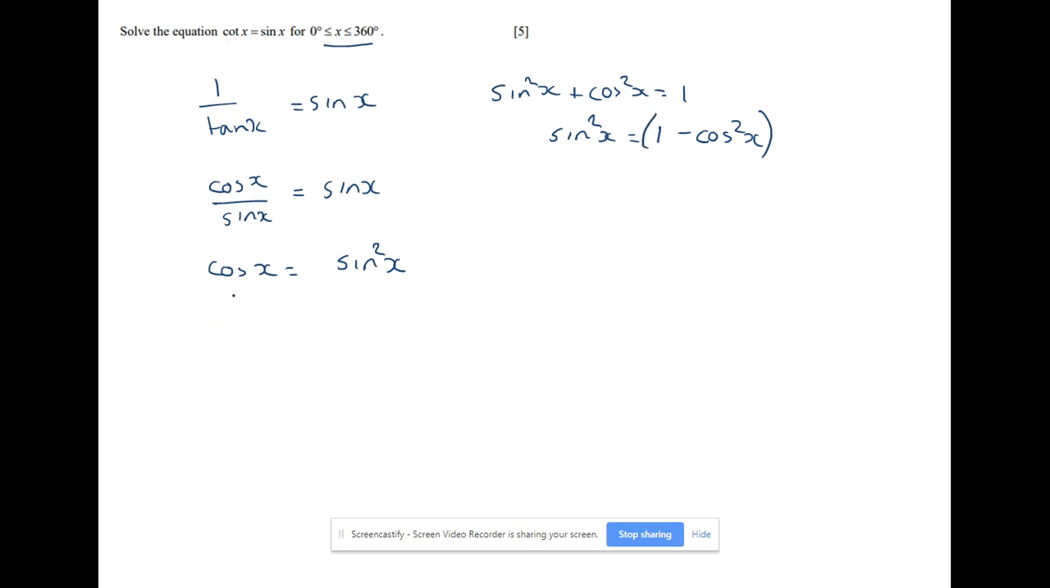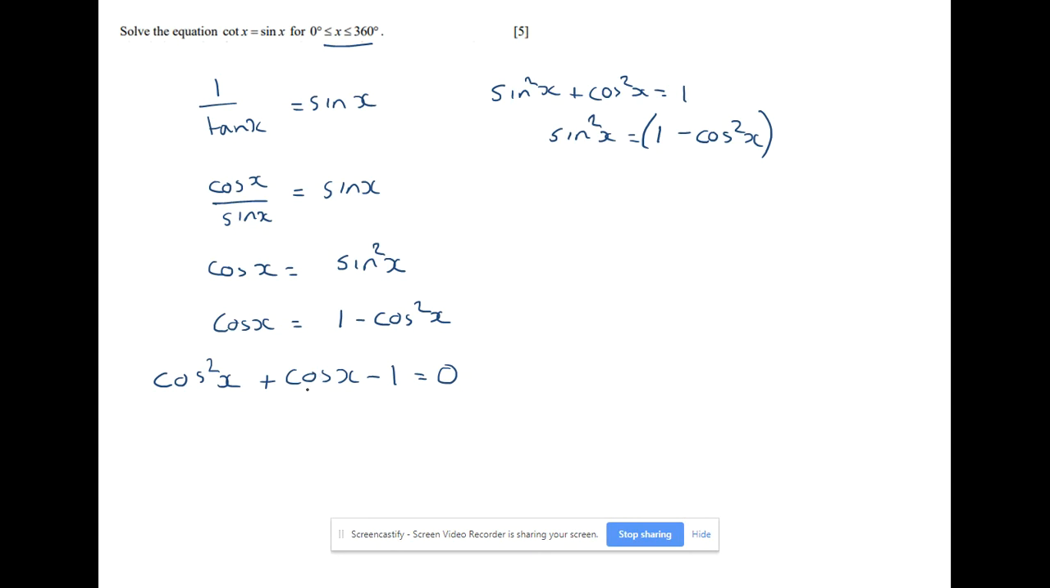So we end up with cos x equals 1 minus cos squared x. And what you can start to see is that we're starting to create a quadratic here. Some of you got as far as this: cos squared x plus cos x minus 1 equals 0.